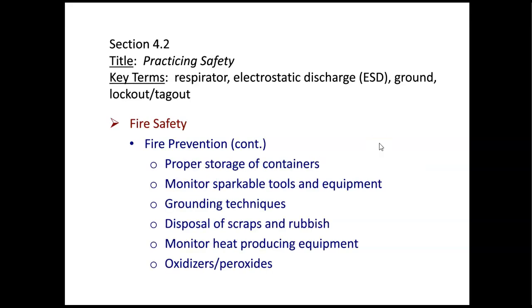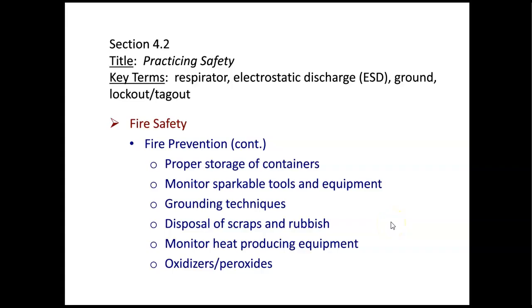There is a proper manner to store containers and mark those containers as well. OSHA does require a certain marking on containers so that whatever the product is inside can be identified. We do need to monitor sparkable tools and equipment, and their grounding techniques as far as the electronics and anything dealing with electricity.